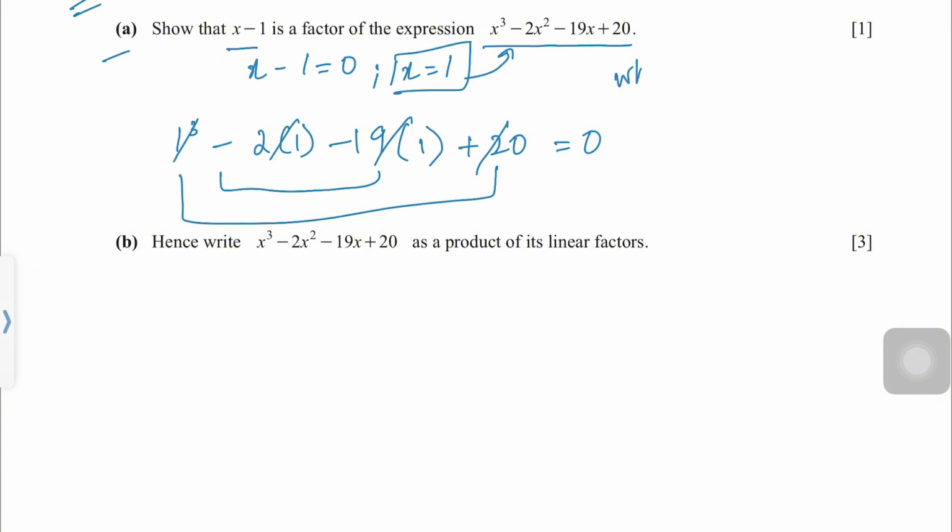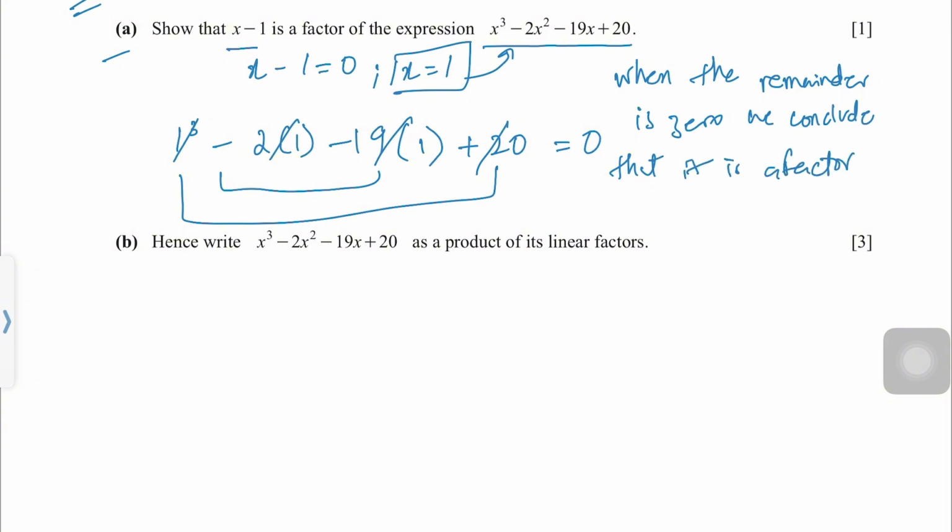So when the remainder is 0, we conclude that it is a factor. So we have proved it. I hope everything is clear.